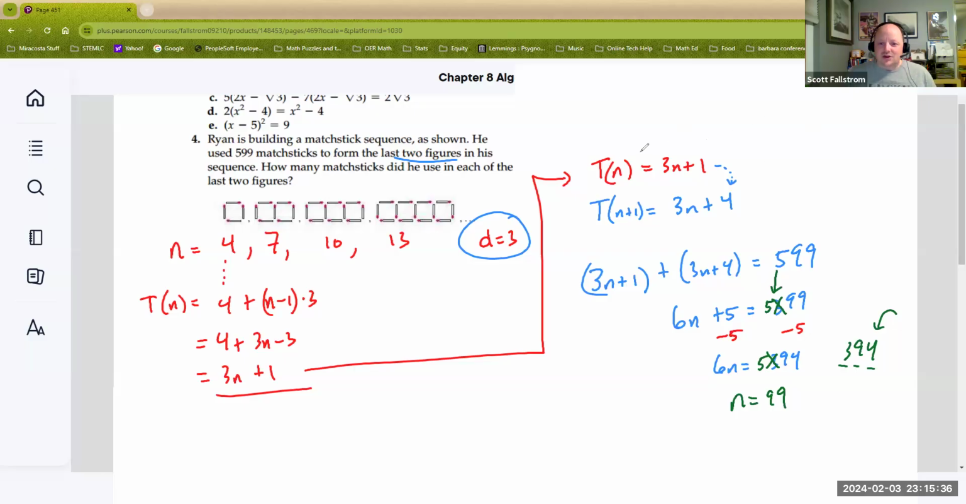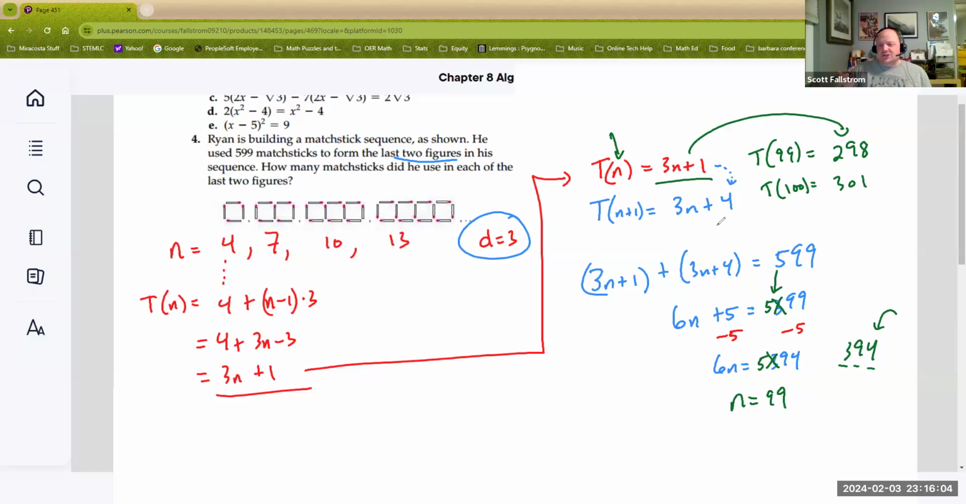So when you go back and plug in 99, T of 99 is 3 times 99 plus 1. And so you just plug that in. 3 times 99 plus 1 gives you 298. And guess what you do if you do it right down here? It's 3n plus 4. So I actually get 301, which is T of 100. And these are the last two. That's how many matchsticks are in the last two.